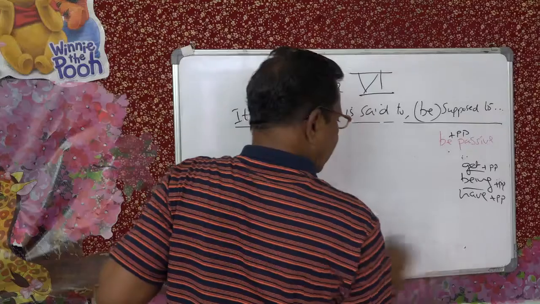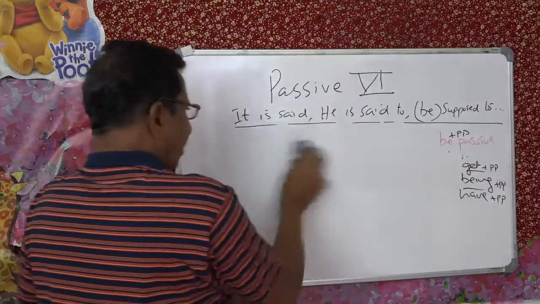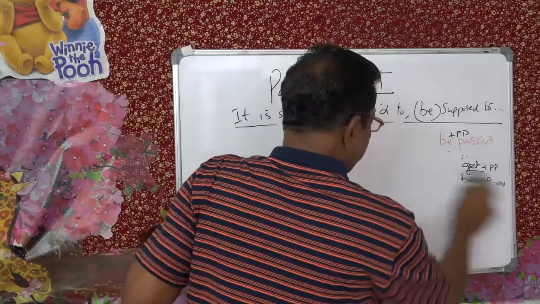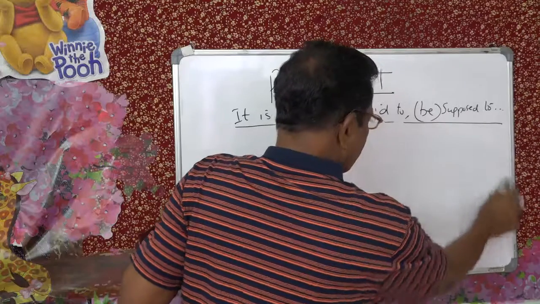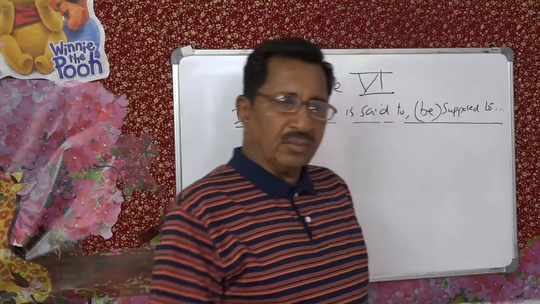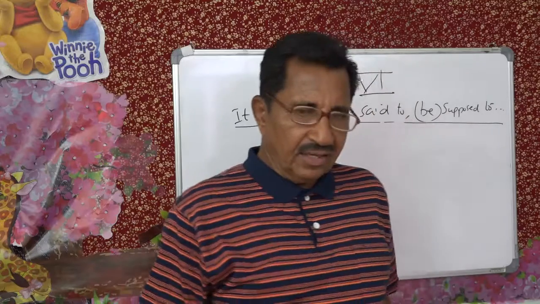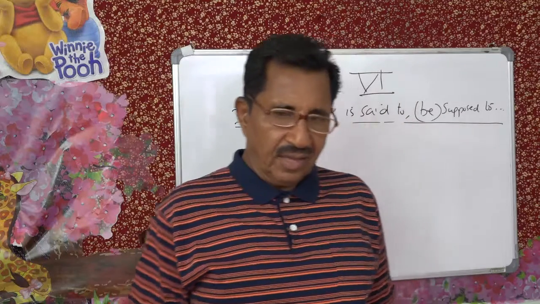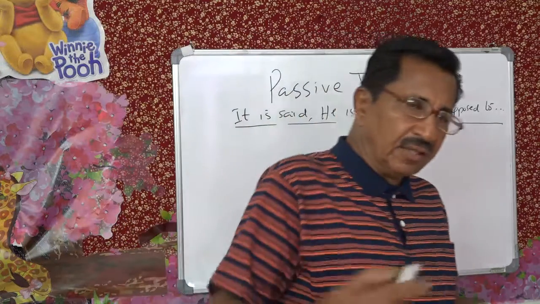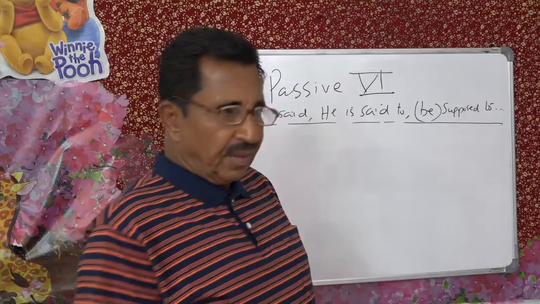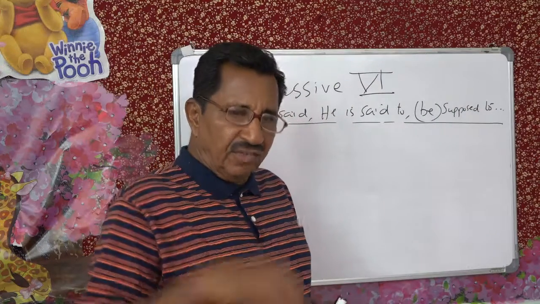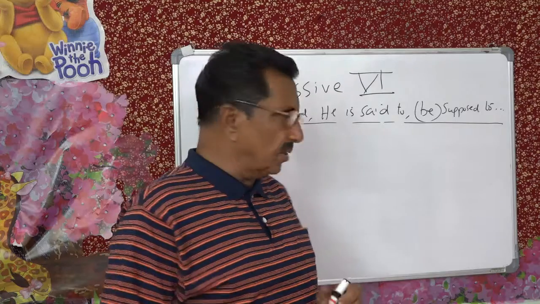You are said to be progressing. People say that all the students in this class are progressing. So you can say like this, you are said to be progressing. It is said that you are progressing. He is said to be progressing. They are said to be progressing. Understand? They are said to be getting worse. That is also possible.